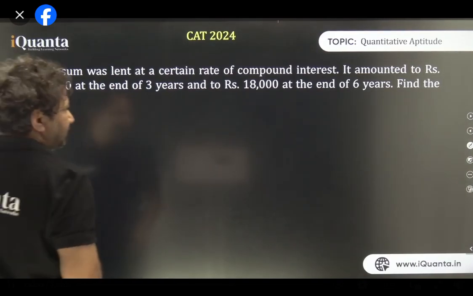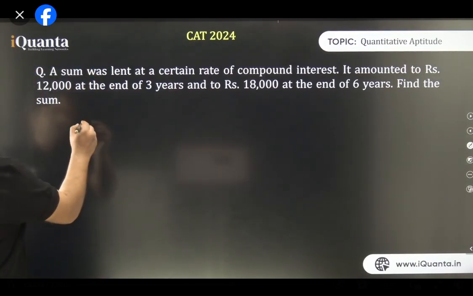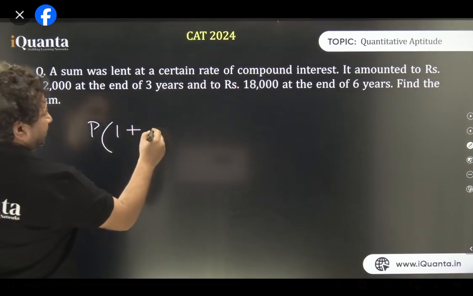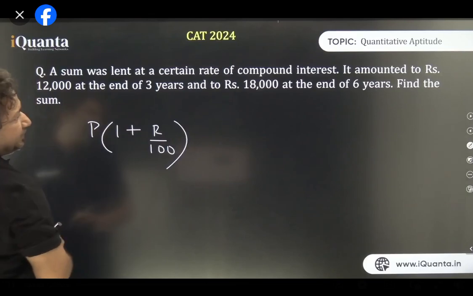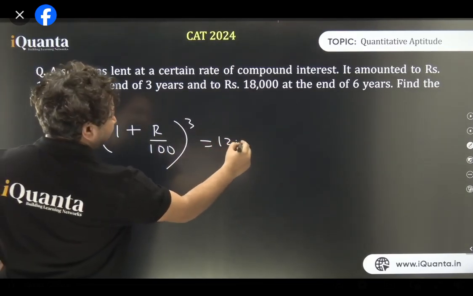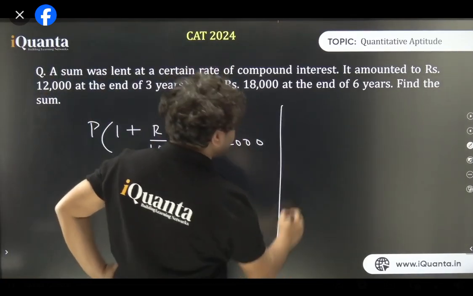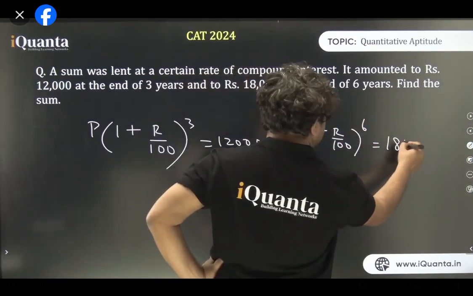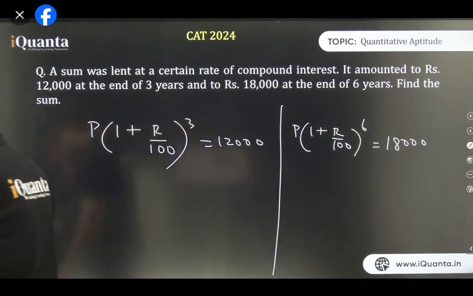Let's do it. This is a good question. Let the principal be P. P times 1 plus R upon 100, where the rate of interest is not given. In 3 years, it became 12,000, and in 6 years, it became 18,000. We need to calculate the value of P.